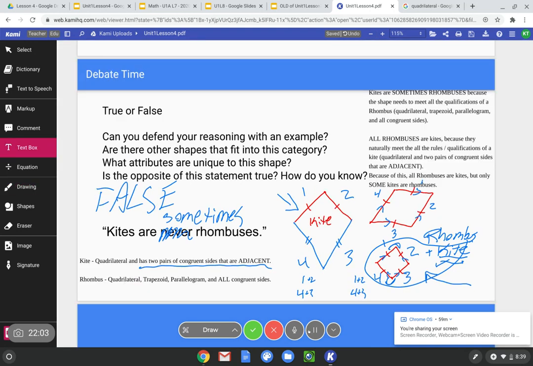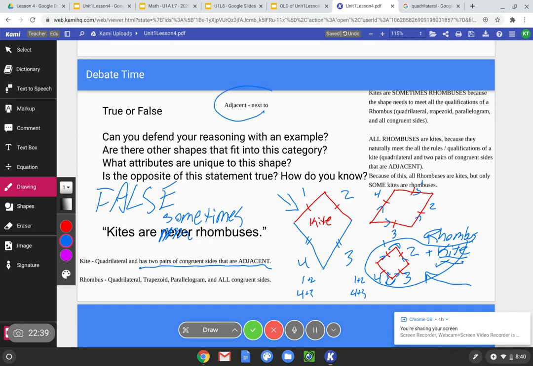So here is my final articulated answer. Kites are sometimes rhombuses because the shape needs to meet all the qualifications of a rhombus, which are quadrilateral, trapezoid, parallelogram, and all congruent sides. All rhombuses are kites because they naturally meet the rules and qualifications of a kite, which are just quadrilateral and 2 pairs of congruent sides that are adjacent. Because of this, all rhombuses are kites, but only some kites are rhombuses. And scholars, don't forget, adjacent means next to.